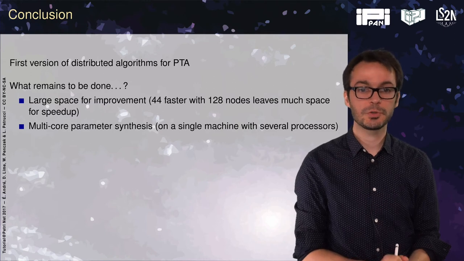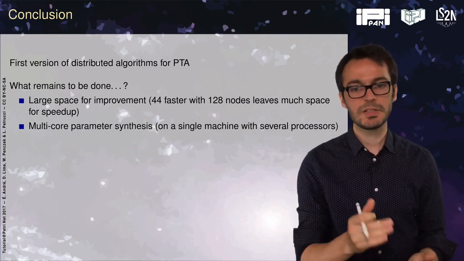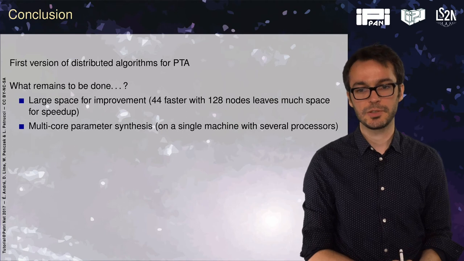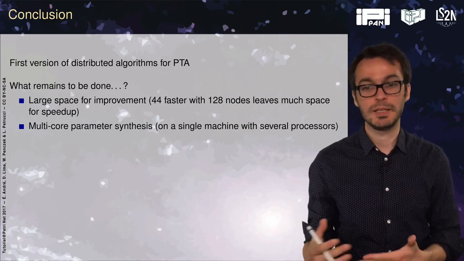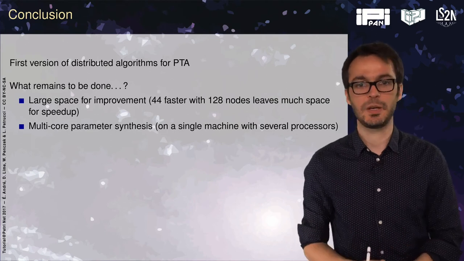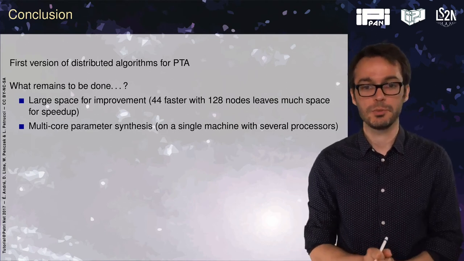What remains to be done? So there is a large space for improvement. In the best case, we get 44 times faster with 128 nodes, which is very nice, but it still means that we could be, in the best case, 128 times faster with 128 nodes.